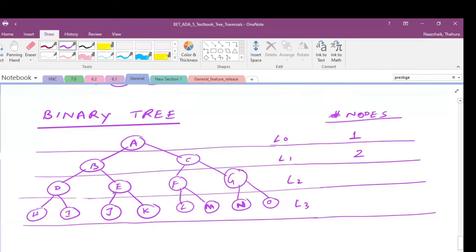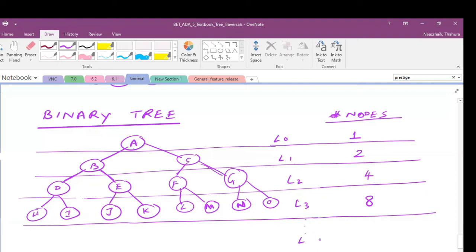At level 2, you know that the maximum capacity is four nodes. At level 3, it is 8. This is fixed. You cannot go more than this. You can have fewer than that, but not more than that, right?